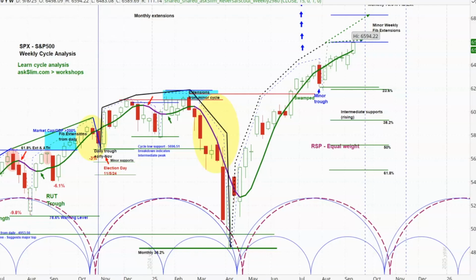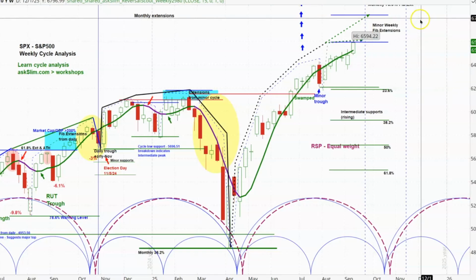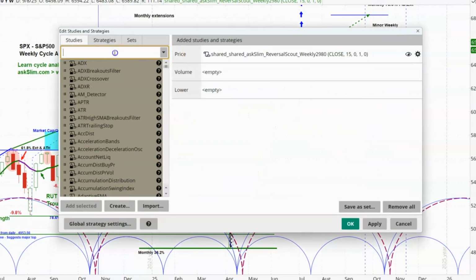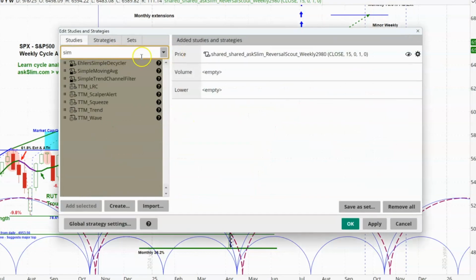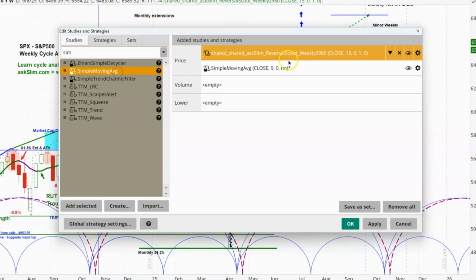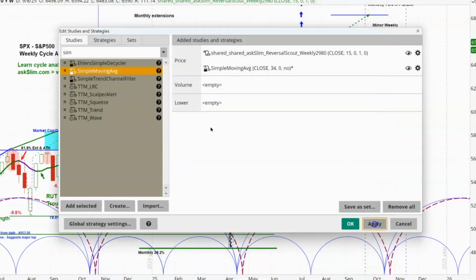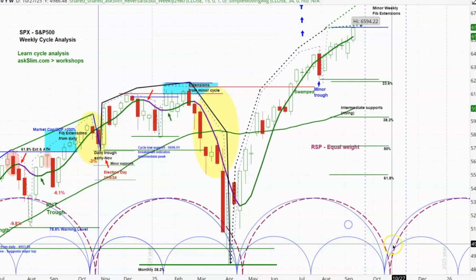An important thing that I like to look at is the distance from the 34-week moving average. So I'm going to go into studies right over here, and I'm going to edit studies, and add in a simple moving average right over here, and then I'm going to change this to 34 weeks. Those of you that are on Thinkorswim, you'll know how to do this right there, and I'm going to make this a little wider line, and I'll say okay, and I'm going to apply that.